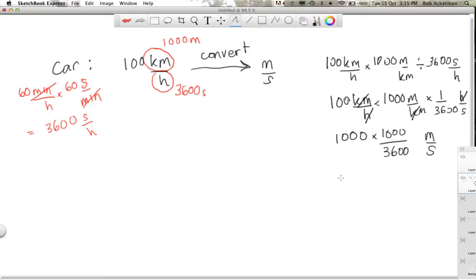And what does this number come out to? I should be putting equal signs in here as I go. If you run this through your calculator, you're going to get 100 times 1,000 divided by 3,600. I hope you're doing this with me. And, whoops, I realize I put in an extra 0 there. Didn't mean to do that. There we go. What you're going to get is 27.7 repeating meters per second.